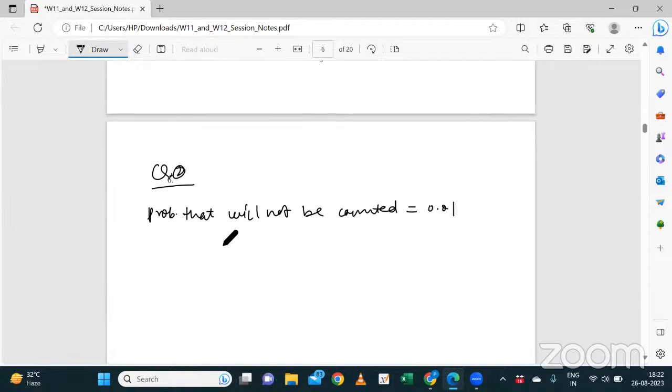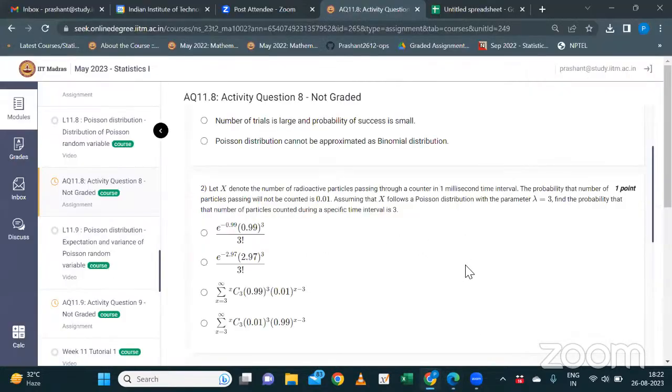Yes, sir. So the probability that it will not be counted is 0.01. If I'm saying what will be the probability that it will be counted? Yes, 0.99. This is the first case.